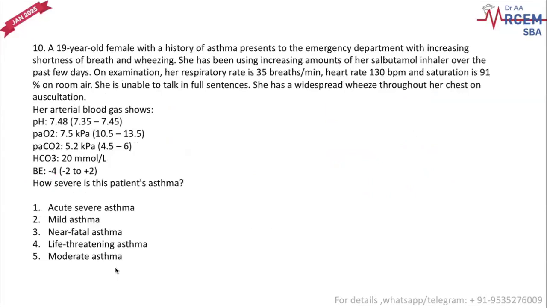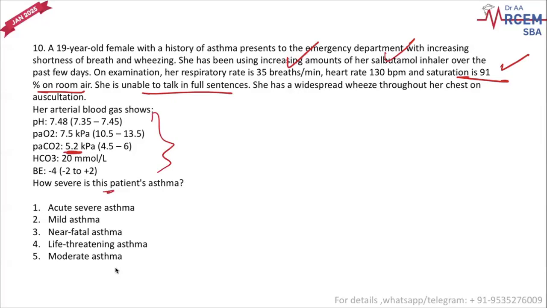A 19 year old female with a history of asthma presents to the emergency department with increasing breathlessness and wheezing. She has been using increasing amounts of salmeterol inhaler over the past few days. On examination, the respiratory rate is 35, heart rate is 130, saturations are 91% on room air. There is tachycardia, there is tachypnea, along with low saturations, which is less than 92. The patient is unable to talk in a full sentence. She has widespread wheeze throughout her lungs. And the ABG is given here, where the PaCO2 values are in the normal range. How severe is this patient's asthma?